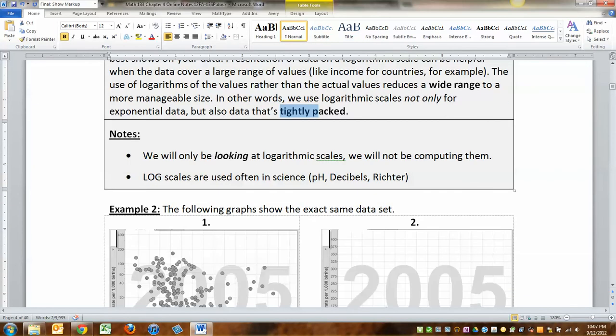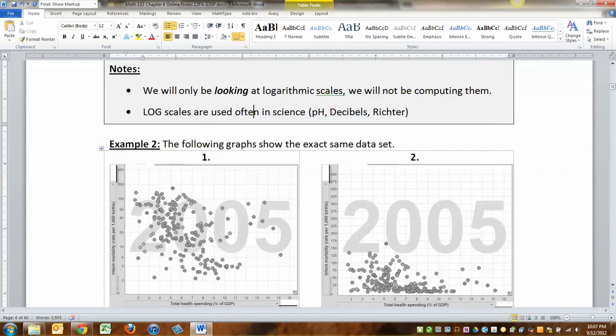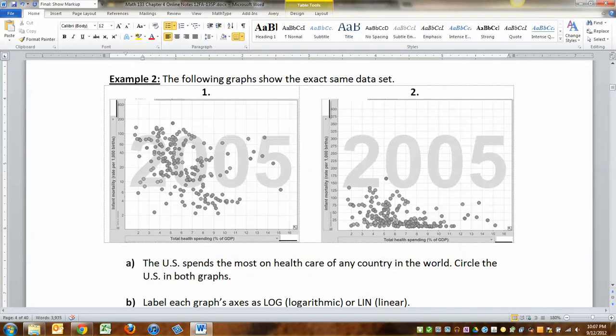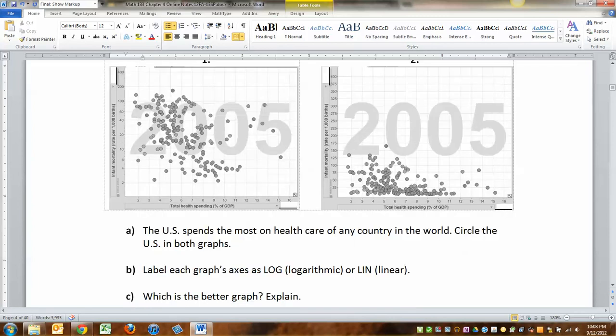All right, so we're only going to be looking at log scales. You're not going to have to compute them or anything. They are highly useful for science, especially. pH, your acid-base thing, decibels, Richter scale, those are all logarithmic scales. So they come in handy in science class. All right, so down here, I've got two graphs side by side. One of them is linear, and one of them is logarithmic. Your mission is to figure out which one is which.